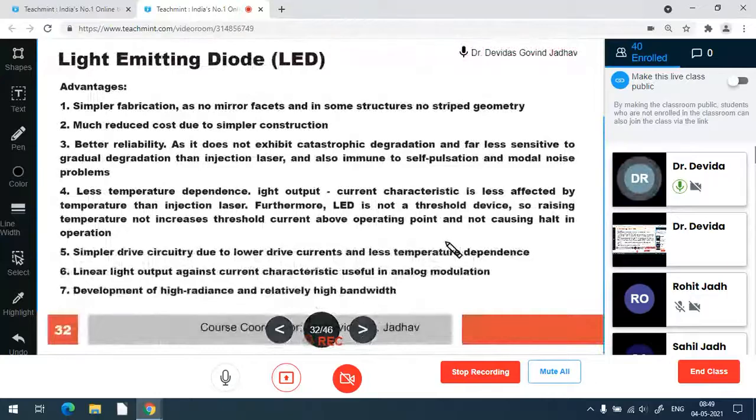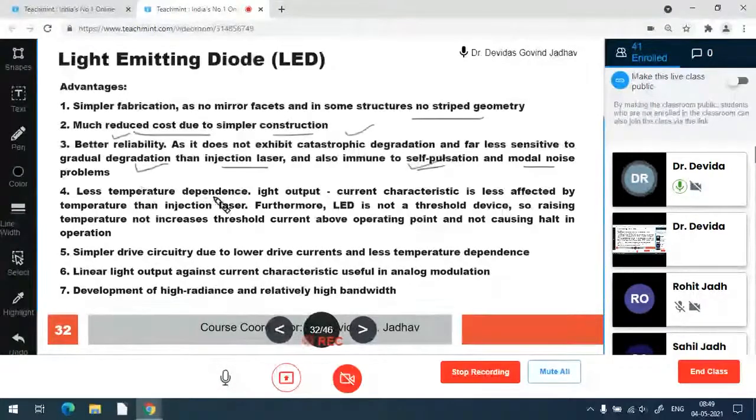Then we have seen the advantages of the light emitting diode. Simple fabrication, no mirrors are required, maybe no strip geometry is required, or it may be used in some high radiance LED. Due to that, the cost is reduced due to simple construction. It has better reliability because it is operating at low power, and that's why catastrophic degradation as well as gradual degradation are very, very less as compared to a laser. And it is immune to self-pulsation and modal noise. In quizzes, these questions are asked, so we should know all these advantages. We are going through it very quickly because we are revising it.